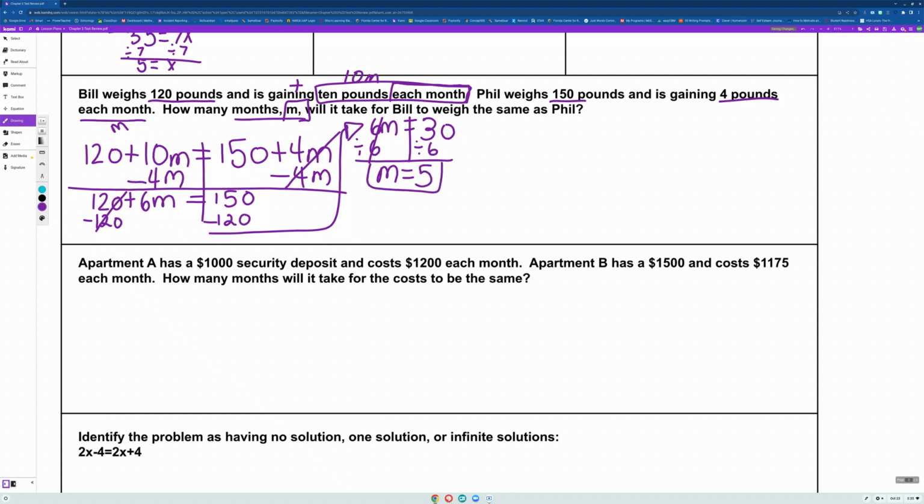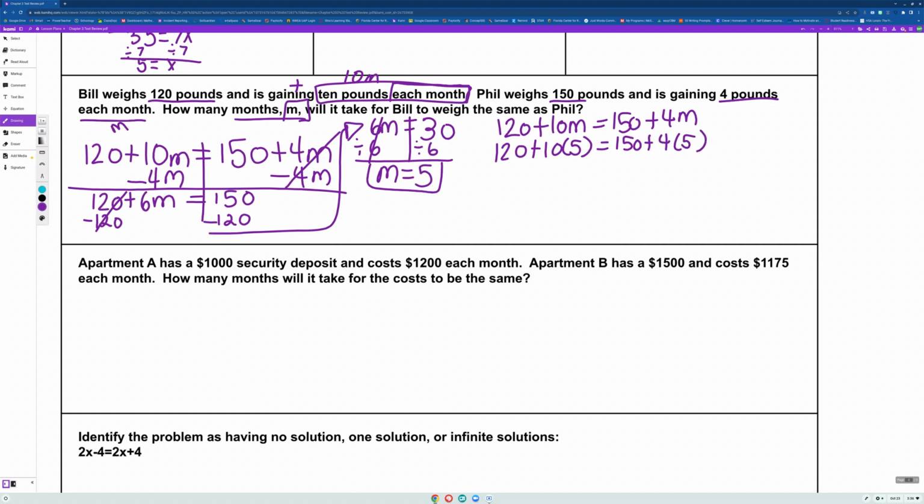So let's go ahead and double check our work. I'm going to just use the same problem we did earlier. So 120 plus 10m is equal to 150 plus 4m. Now just plugging in for my variable. So 120 plus 10 times 5 is equal to 150 plus 4 times 5.